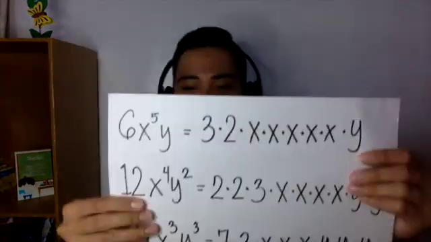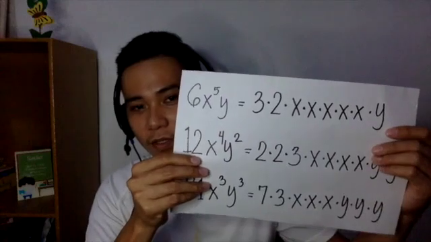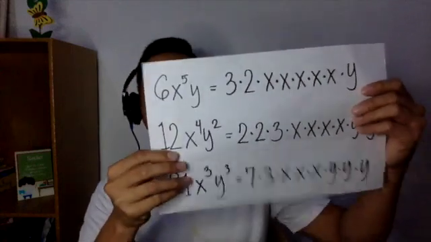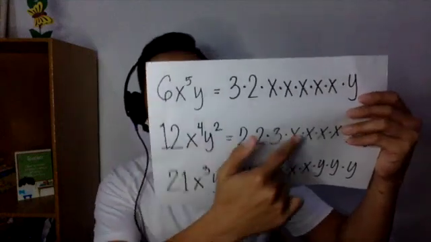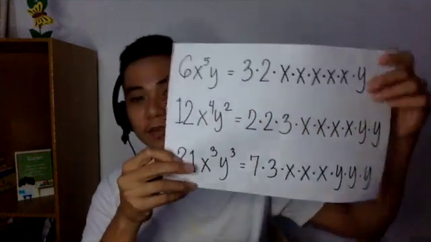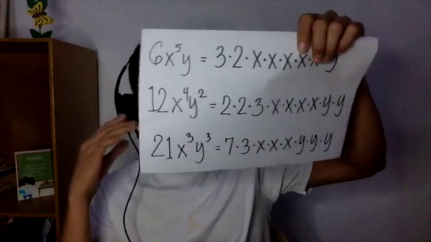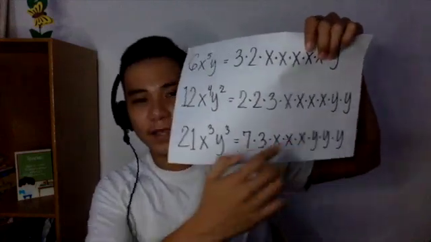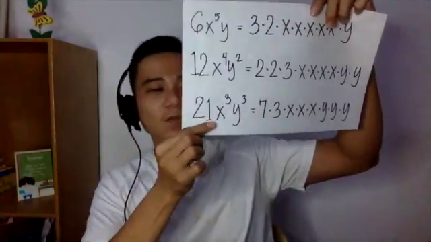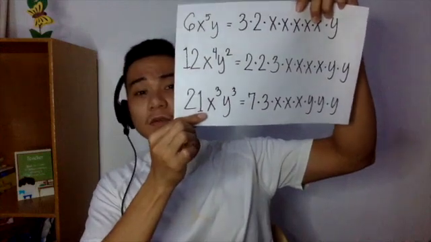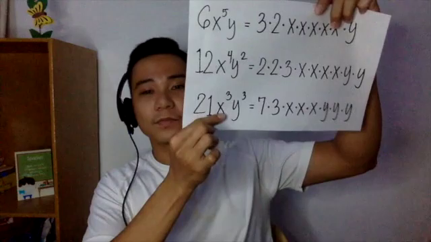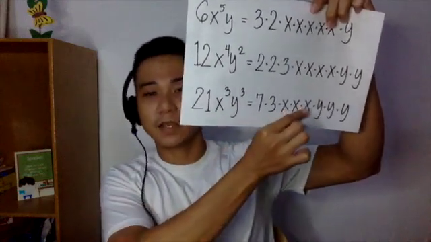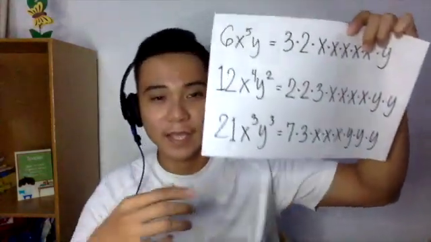For 12x to the fourth y squared, the factors are 2 times 2 times 3 times x times x times x times x. The factors of y squared are y times y. Lastly, for 21x cubed y cubed, the prime factors of 21 are 7 times 3. For the x cubed, we have x times x times x, and for the y cubed, we have y times y times y.